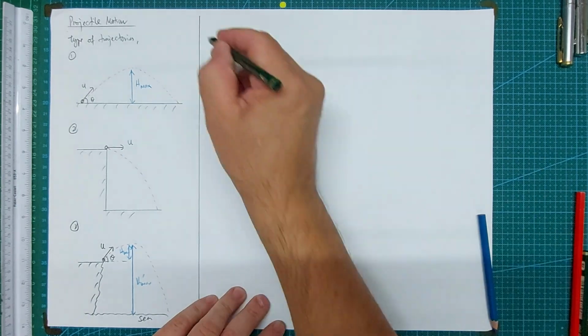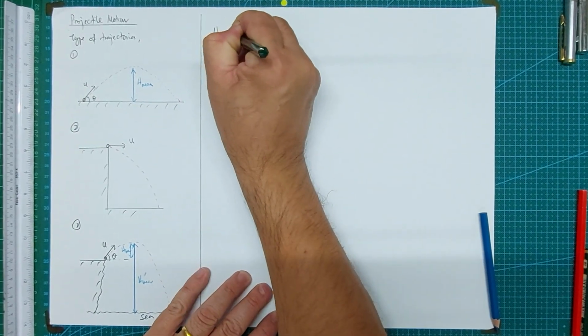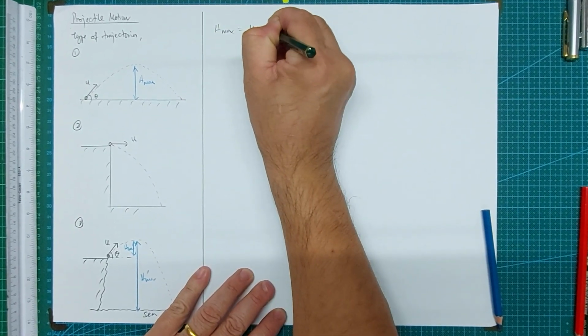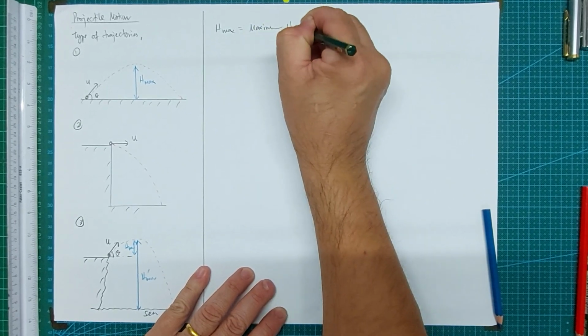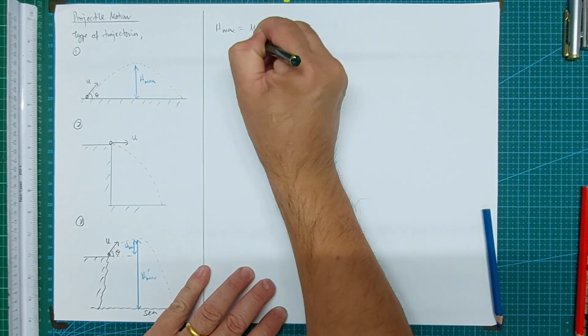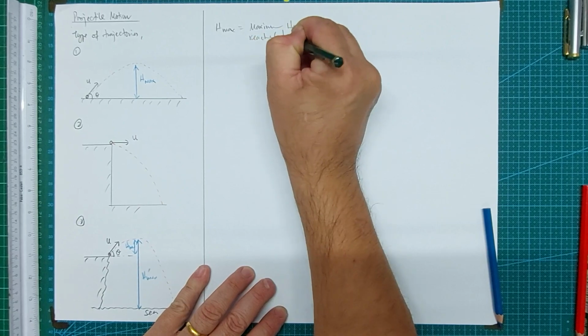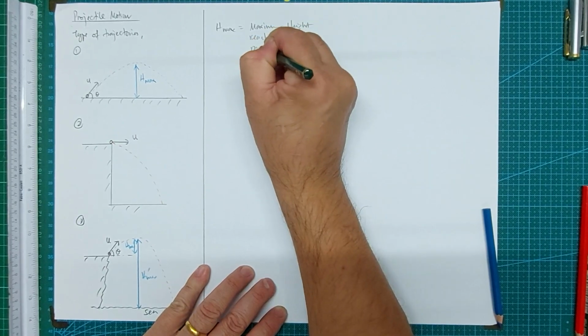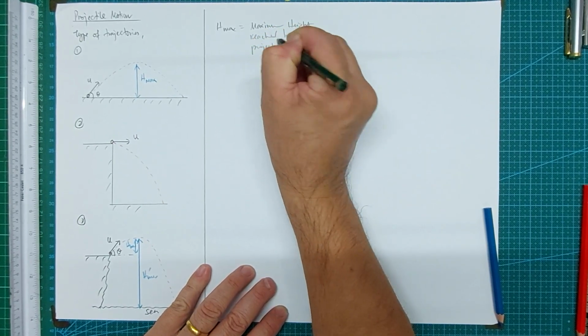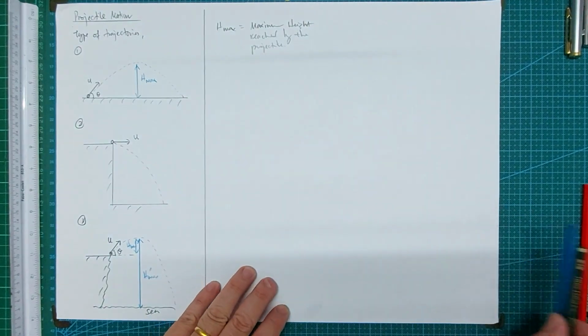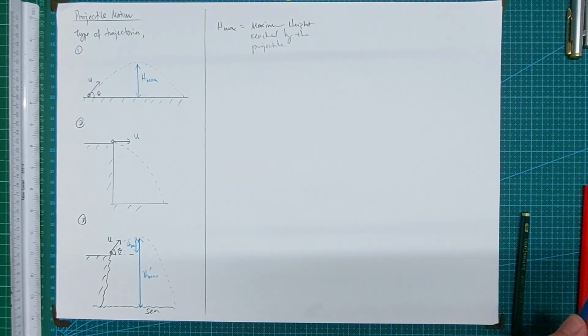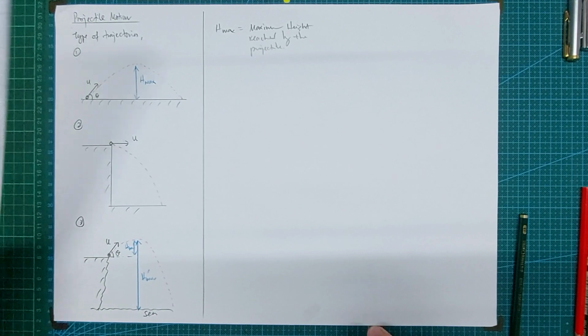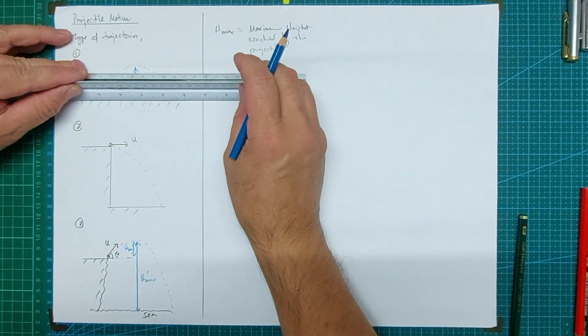So we have H max is the maximum height reached by the projectile. Something that you throw is called a projectile. Okay, next one is the horizontal distance travelled.